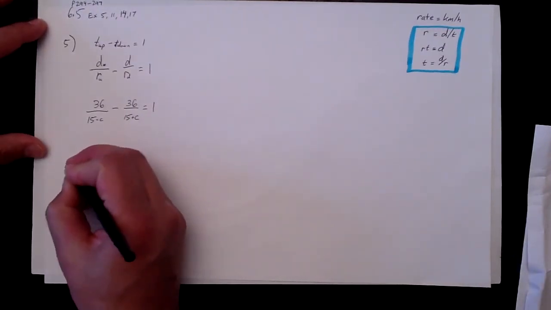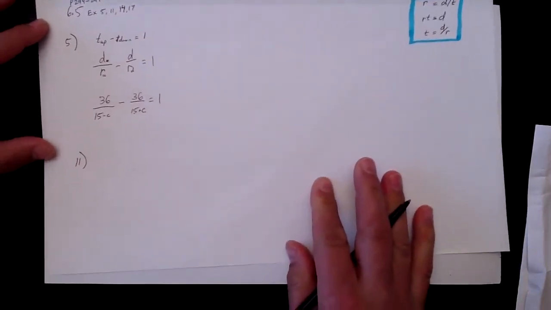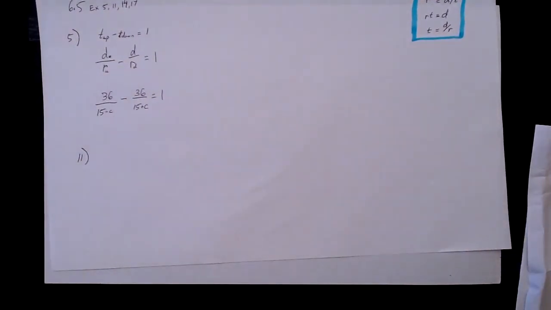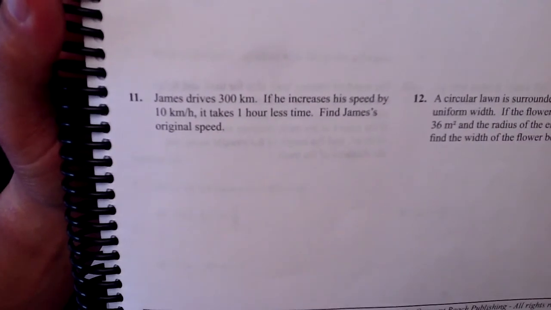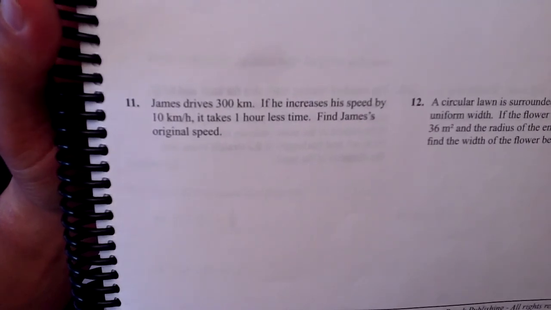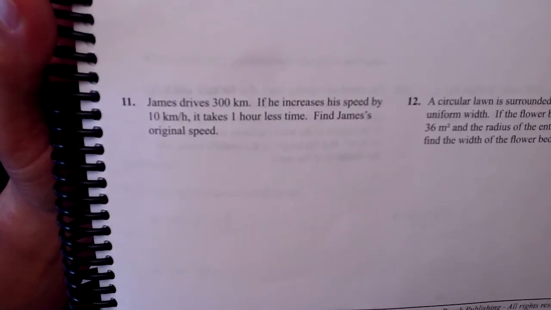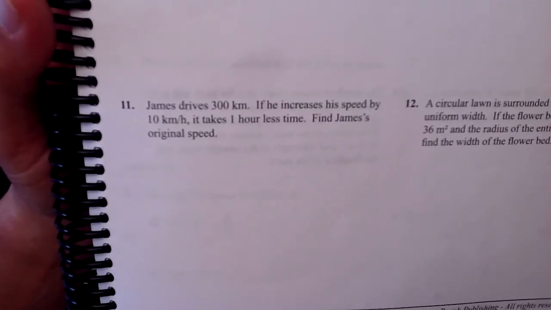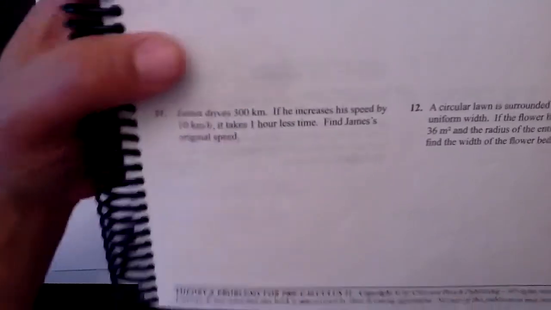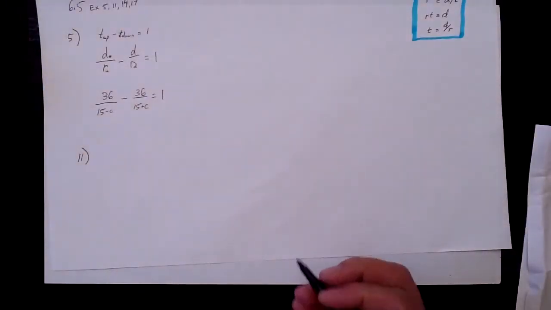For number 11, it says that James drives 300 kilometers. If he increases his speed by 10 kilometers, it takes 1 hour less time. Find James's original speed. What does it give us the difference in? It gives us the difference in time. It's going to be an hour less time. So it's the same thing again as what we just saw.